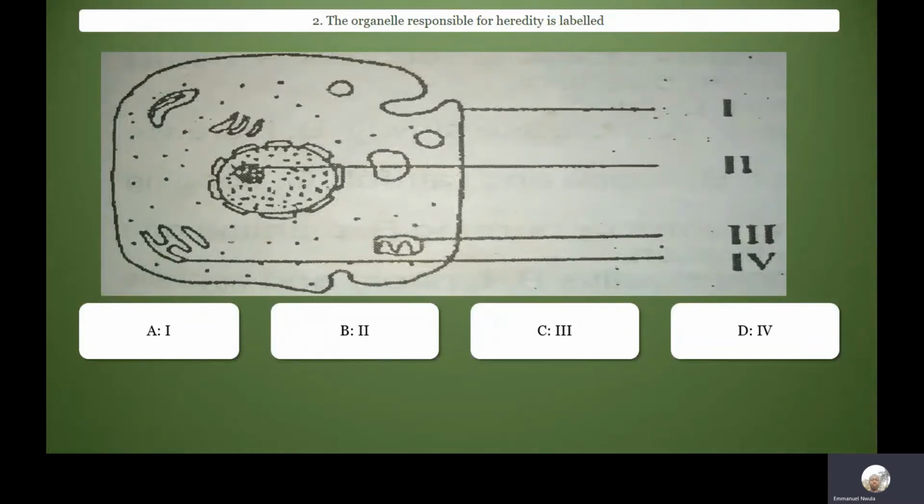The organelle responsible for heredity is labeled II. That's option B. Option B is the correct option here. So if you look at the cell, the nucleus contains the genetic information that is transferred from parents to offspring.